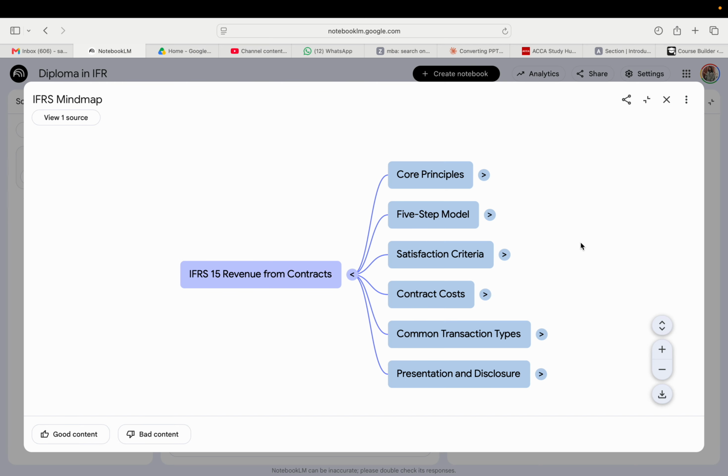Lecture 3 Summary of Diploma in IFR. So the topic is IFRS 15 Revenue from Contracts.